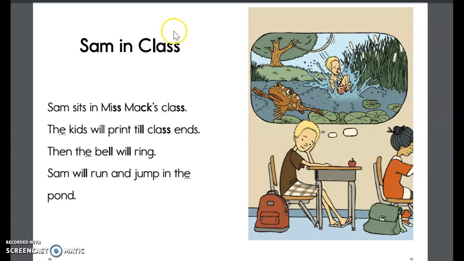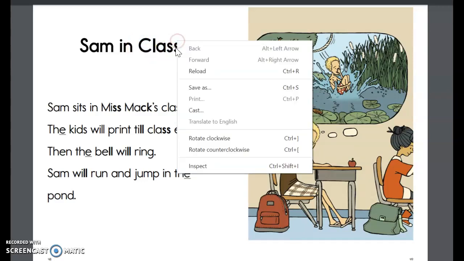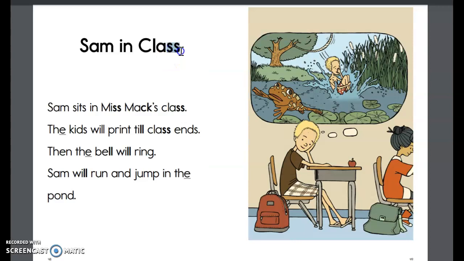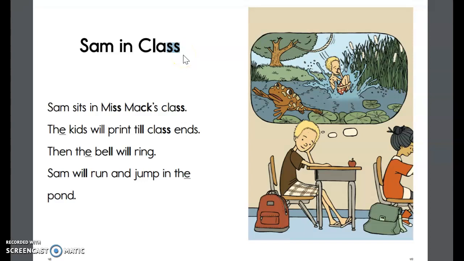So remember, let's look in the title really quick at this word class. We see two letters right here that are the same letter, S. Remember, when you have two letters that are together that make the same sound, you do not say that sound twice. You say the sound one time. You would not say Sam in class. You would say Sam in class.